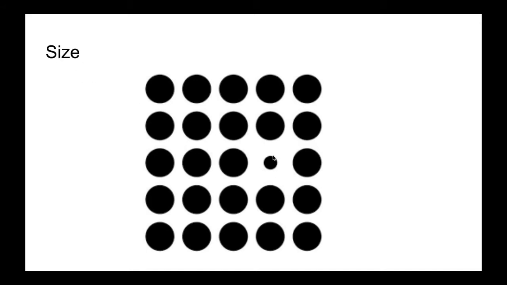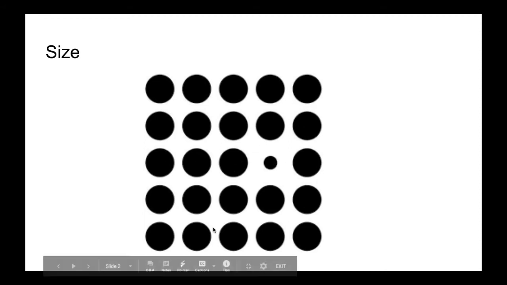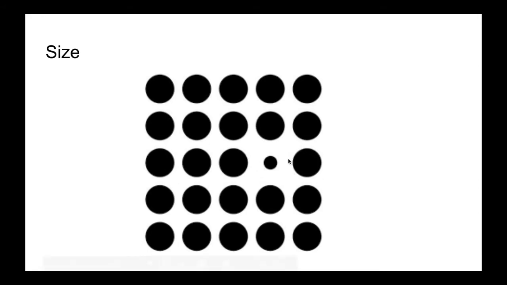So here we have a black circle. It's the same value as all the other circles, the same color. It's in pretty much the same pattern, but it's smaller. And so that becomes an area of emphasis and a focal point because our eye immediately goes to that smaller circle since it's different from all the other circles.